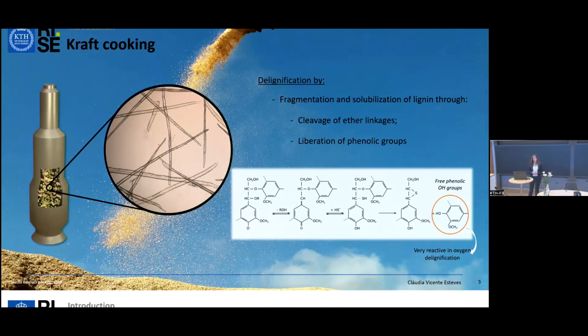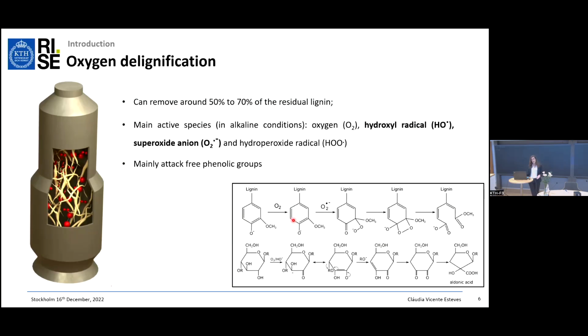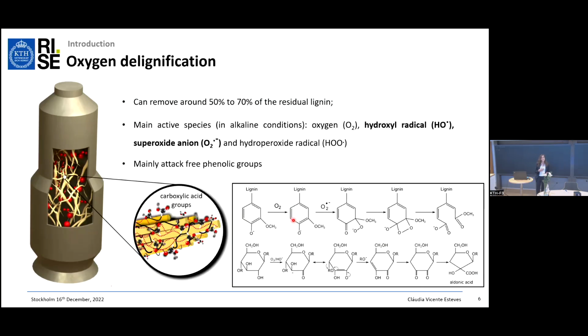And for that, we have oxygen delignification. It can still remove lignin. And with the alkali that we introduce in this process, the phenolic groups that are formed during the kraft cooking react and form a lot of different species that will oxidize and remove lignin. And also one special property that oxygen delignification has is the introduction of carboxylic acid groups by these oxidation reactions.